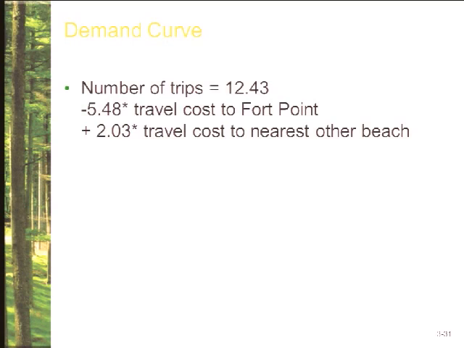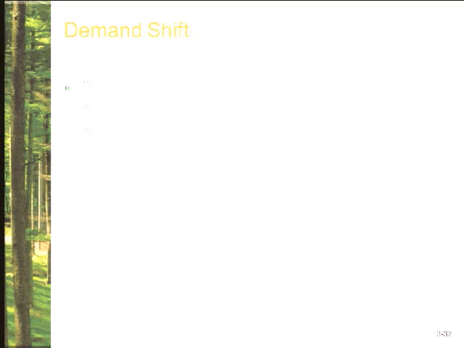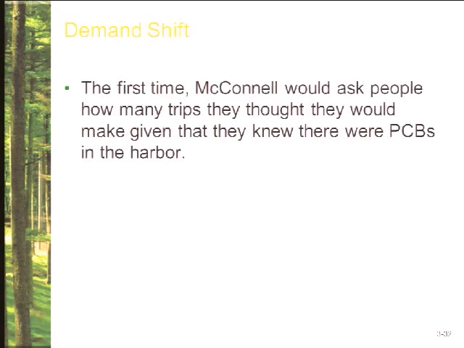Okay, so what he did, he went out and surveyed these people to figure out how many trips they made, and moreover, did a second survey in which he asked these same people how many trips they would have made if there was no contamination in the harbor. So he's going to have the basis for estimating 2 different demand curves. Right? And that's exactly what he did.